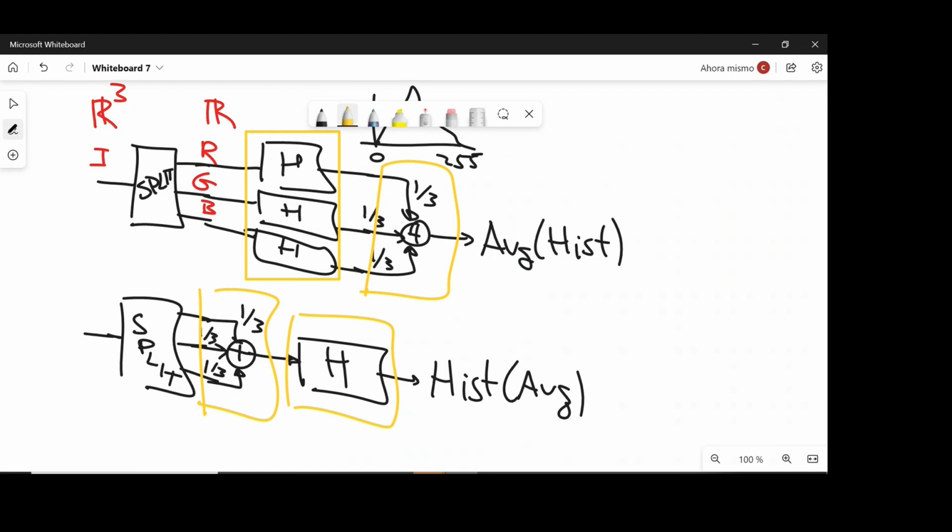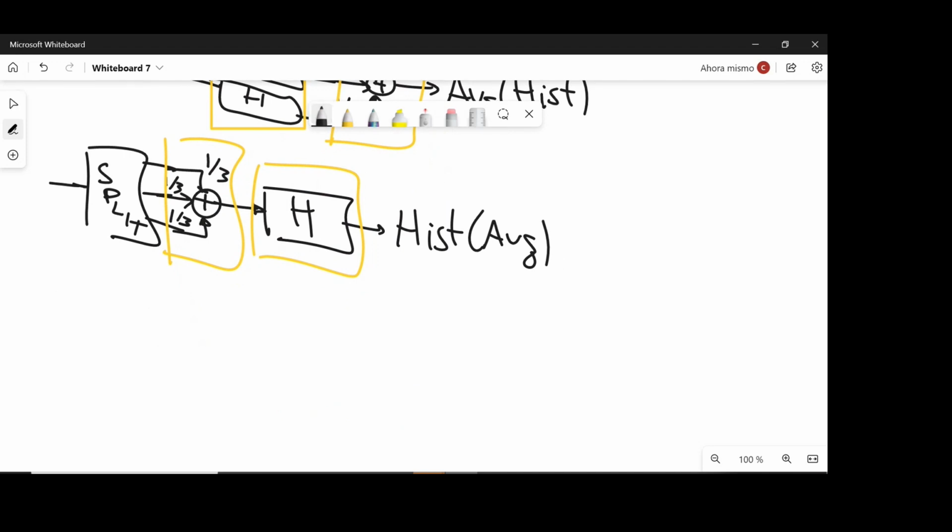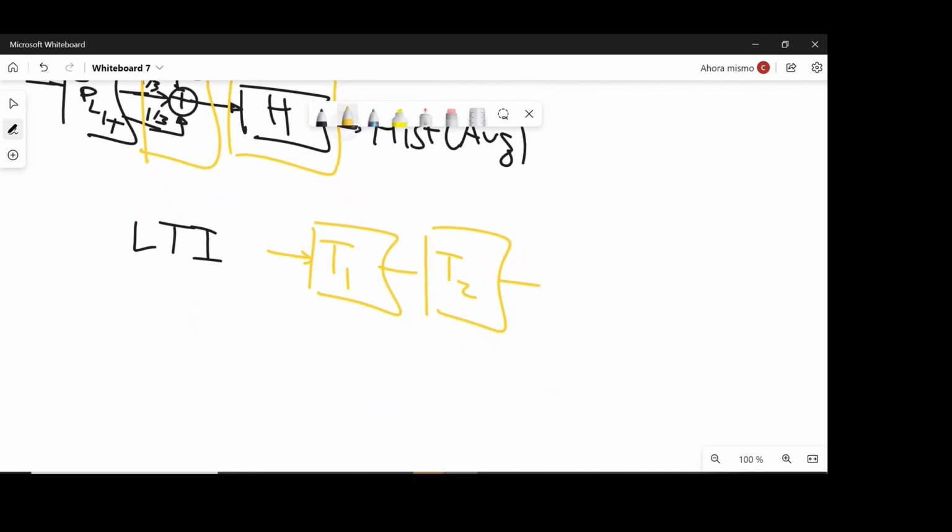Let's make the question differently. What are the systems that you know that commute? It doesn't matter if you apply system one and then system two, or if you apply system two and then system one. Linear time invariant systems. So the linear time invariant systems, they commute. You have a transformation T1, and then T2, and the result is the same as if you apply first T2 and then T1.